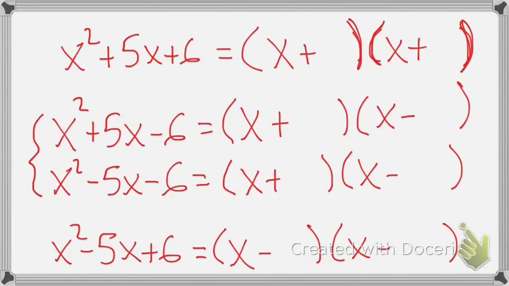Okay, so again, if both of the signs are pluses, then both of the parentheses are going to be pluses. All right, that's the first thing we learned. Okay, if the last sign is a negative, no matter what the first sign does, you're going to have one of each. There's going to be an x plus and an x minus.